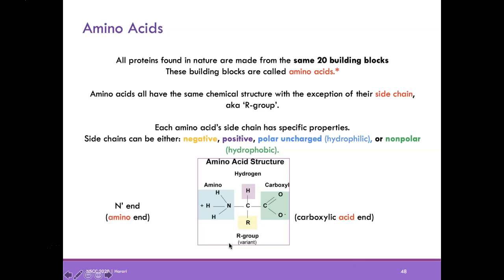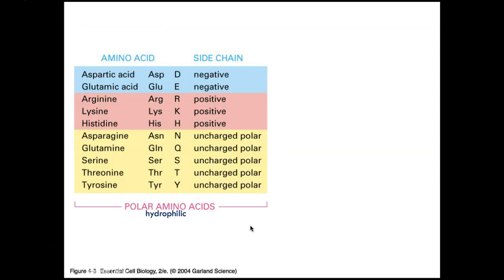There are 20 different versions of a side chain, also called the R group. And each amino acid side chain has specific properties. This side chain could be negatively charged, it could be positively charged. It can be polar, like hydrophilic, or it could be non-polar, hydrophobic. And that really determines how these amino acids can interact with each other in a protein. And that determines the protein's structure. And we know the protein structure will determine how it can function. Right? The interactions between many amino acids determine the protein shape and function.